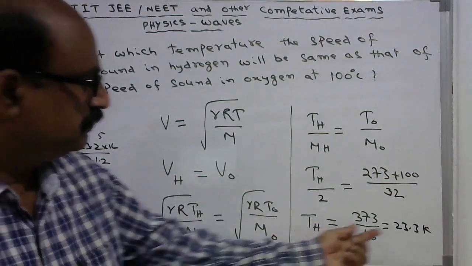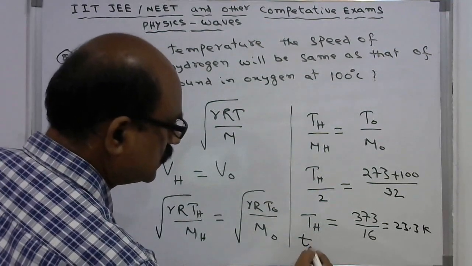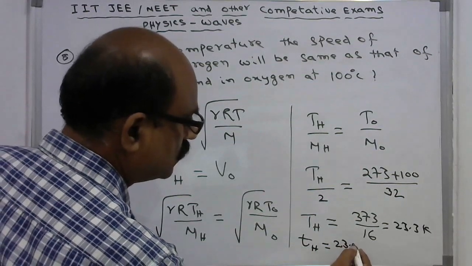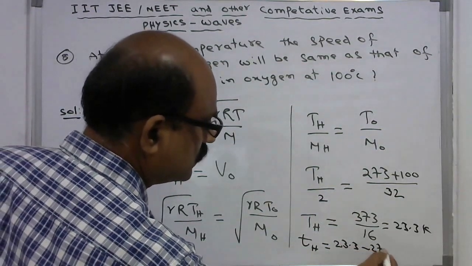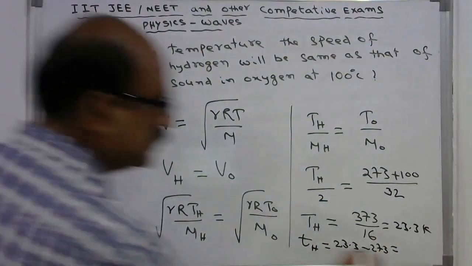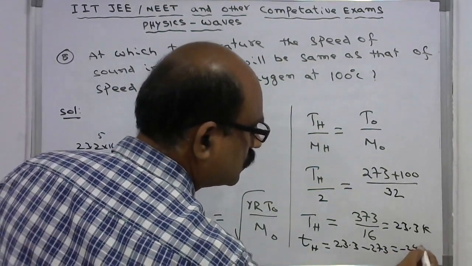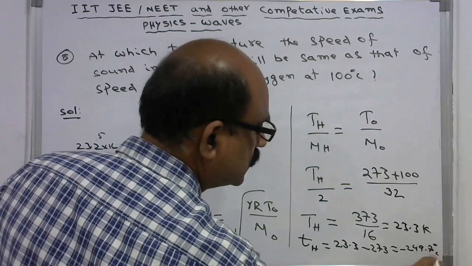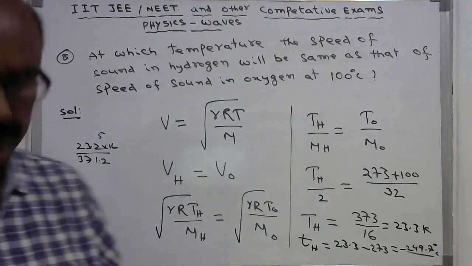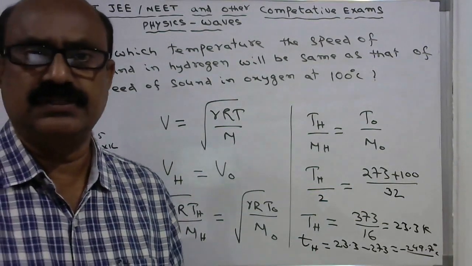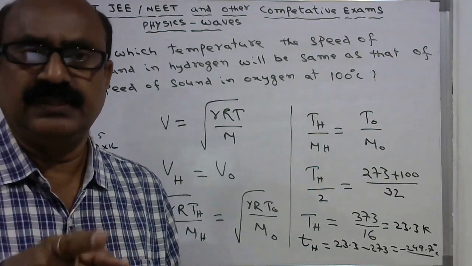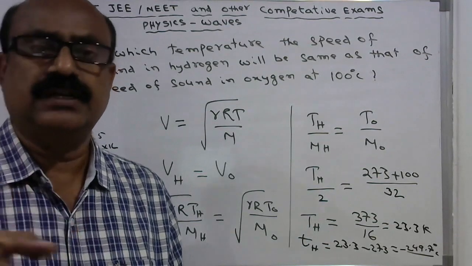So now if you want to find the temperature of hydrogen, it is equal to 23.3 minus 273, which is around minus 249.7 degrees centigrade. So that is the temperature at which the velocity of sound in hydrogen is equal to the velocity of sound in oxygen at 100 degrees centigrade.